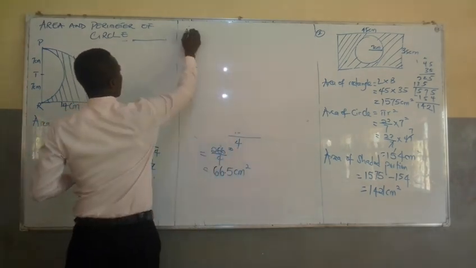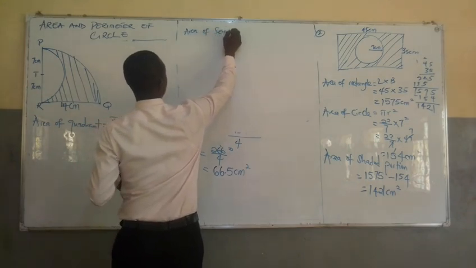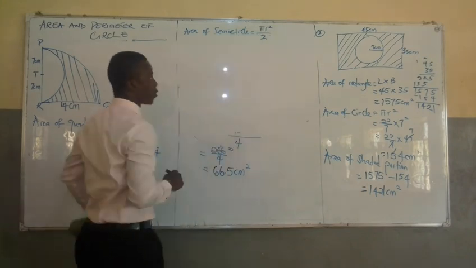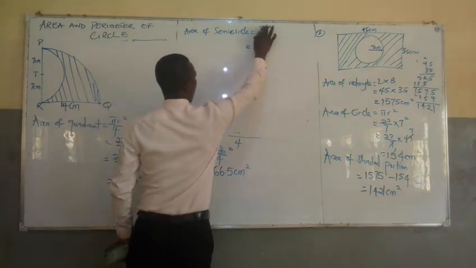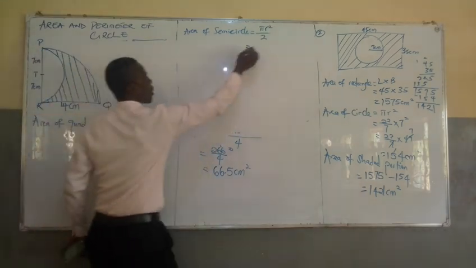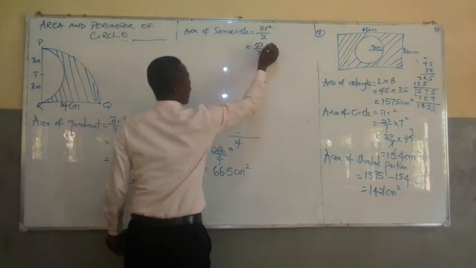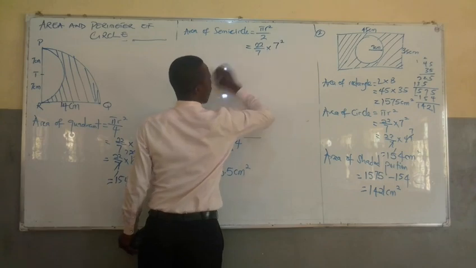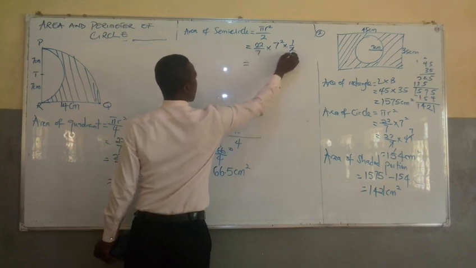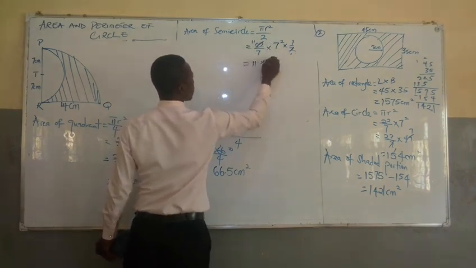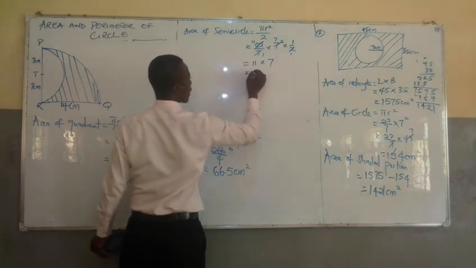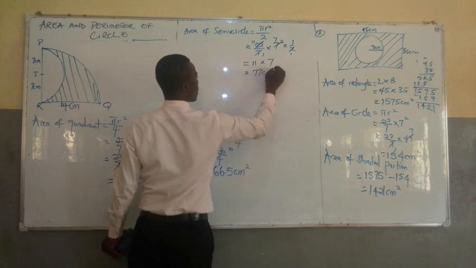So we have area of semicircle becomes pi r squared divided by 2. But this time around, my r is 7 centimeters. So I have 22 over 7 times 7 squared times 1 over 2. So, of course, that gives 2 here 1, 2 here 11. That will give 11 times 7, and that gives me 77 centimeter square.